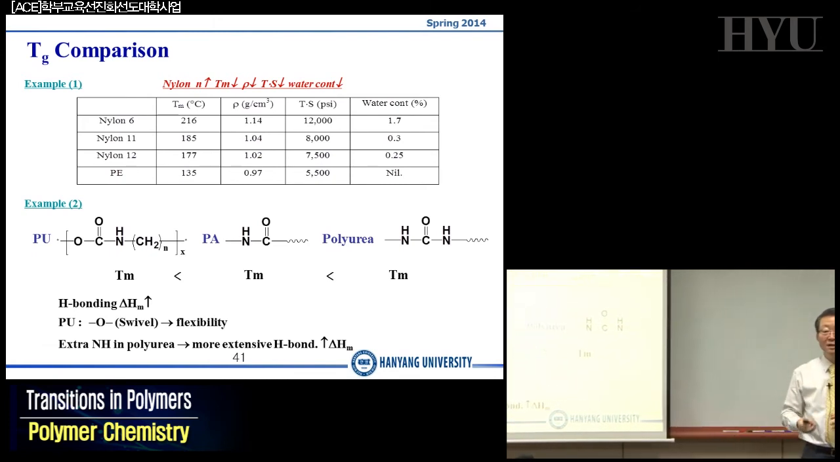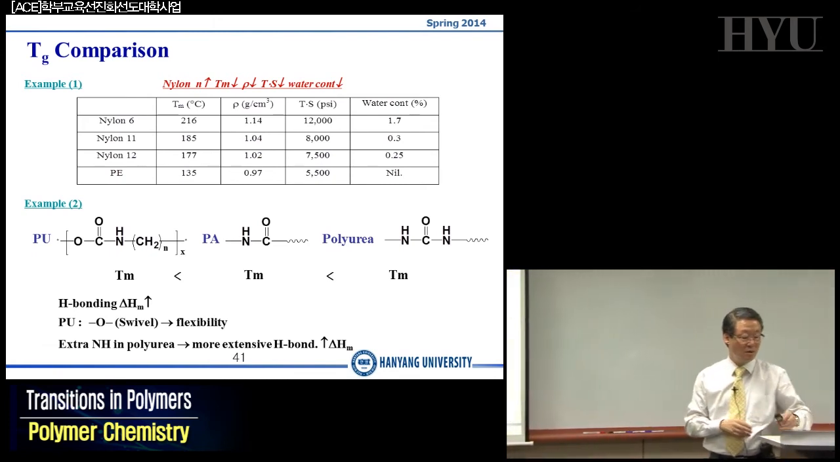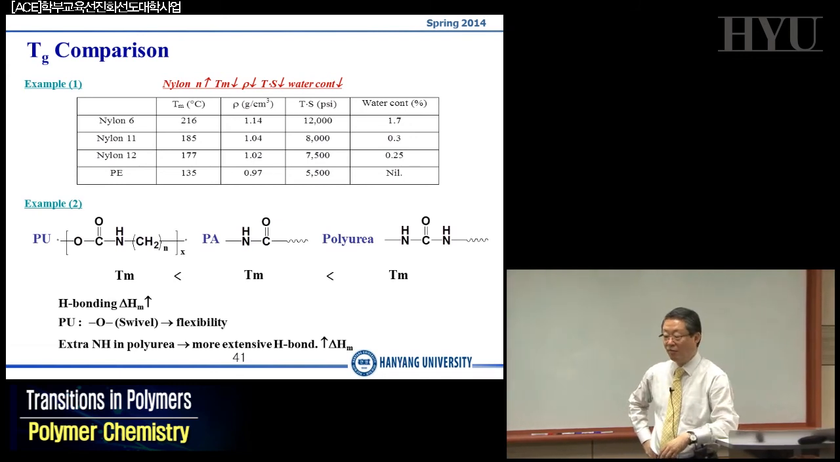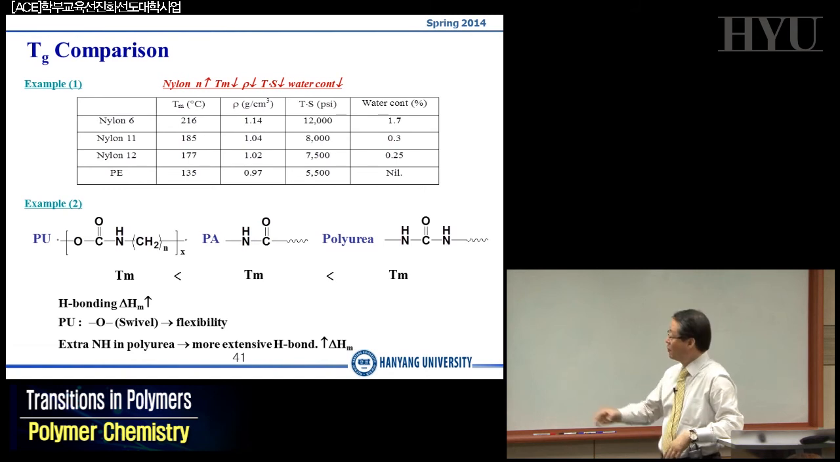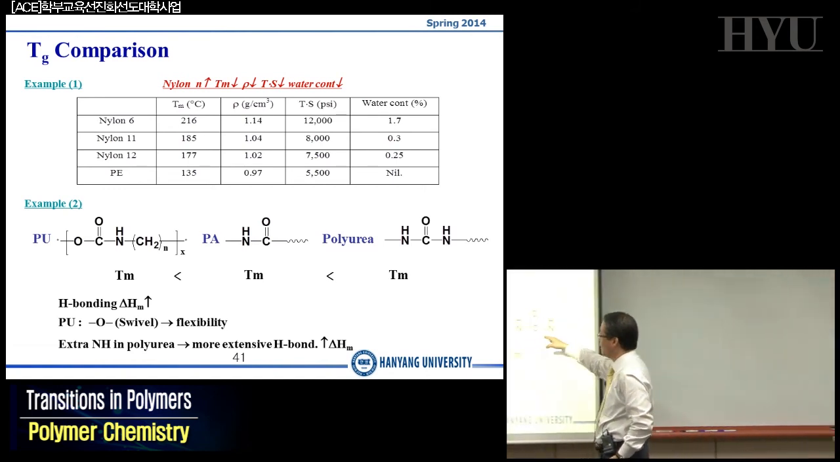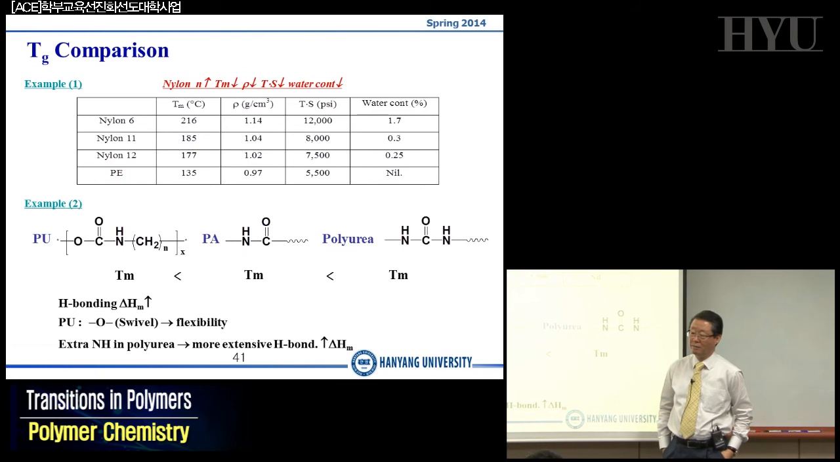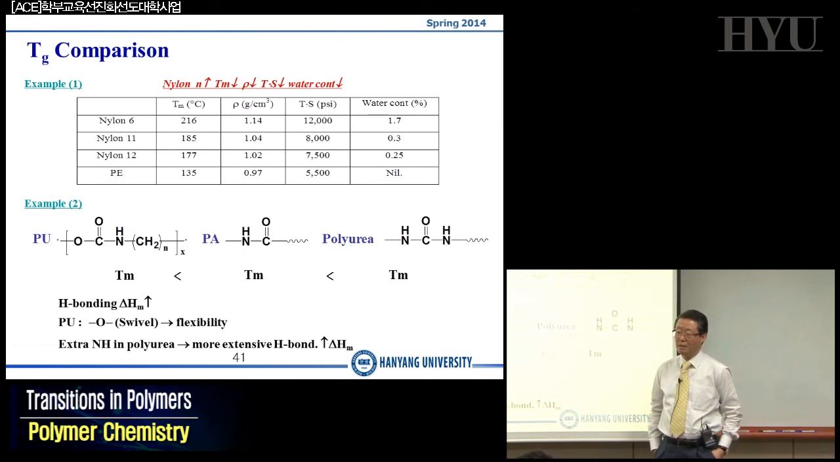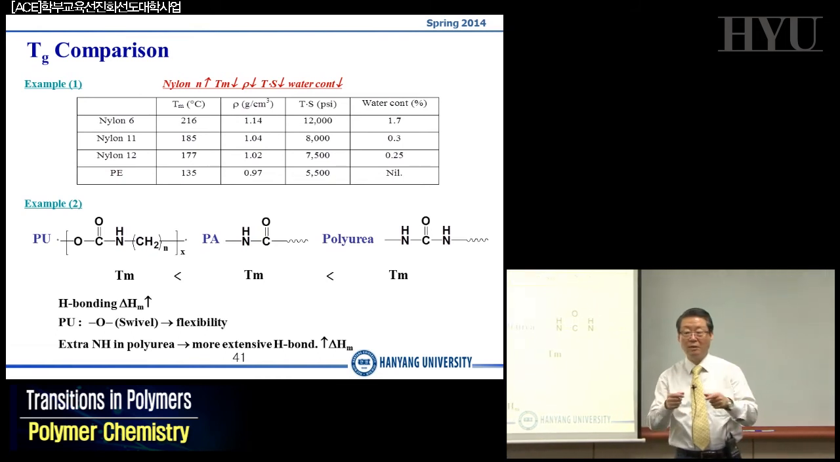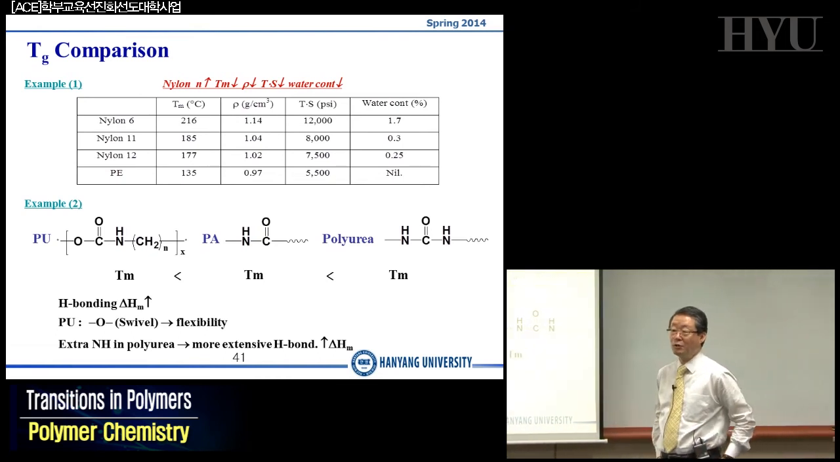So polyurethane can be made for spandex, flexible, right? Because of the flexible ether groups. Whereas polyurea can be a very high melting resin, so that you can make it as a food tray.